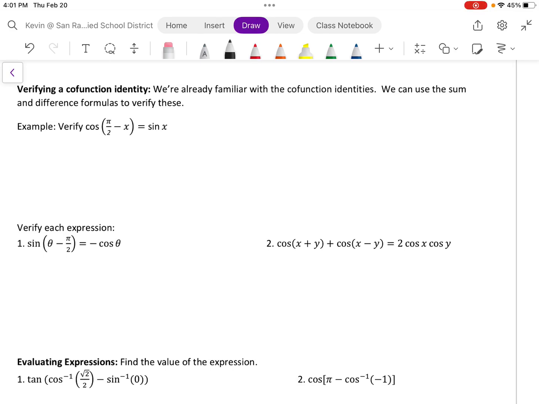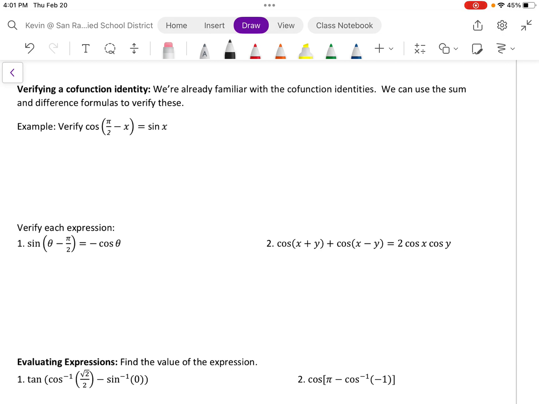Okay, this is chapter, what are we on, 5.4? So this is video number 2. So we've looked at the sum and difference formulas, and we can use the sum and difference formulas to verify identities, and specifically cofunction identities.